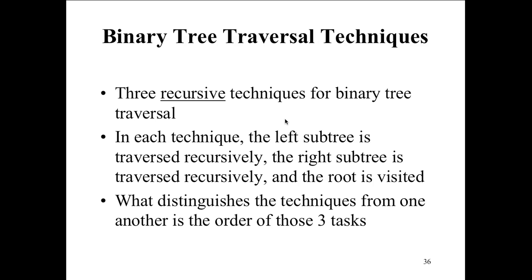So there's three recursive techniques that are used for binary traversals. In each one of the techniques, the left tree is traversed recursively, then the right tree is also traversed recursively, and then the root is visited. So what distinguishes the techniques from one to another is the order in which those three tasks are performed.